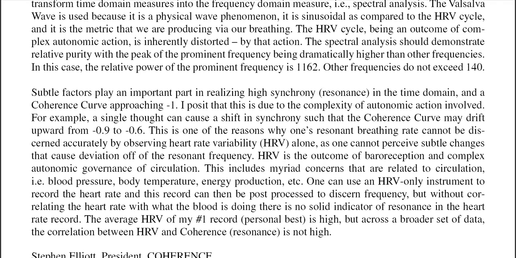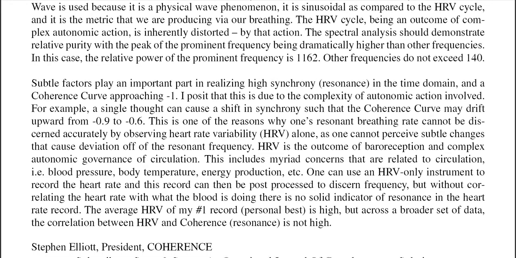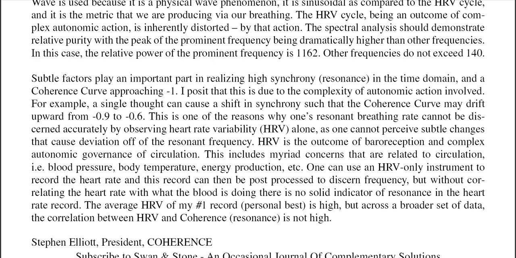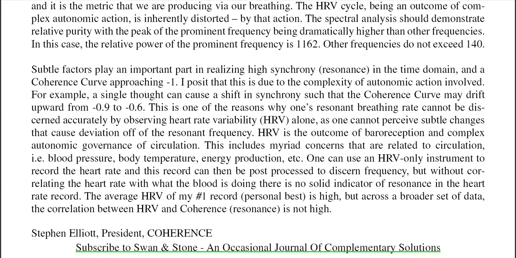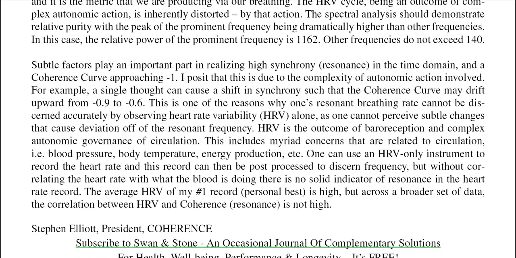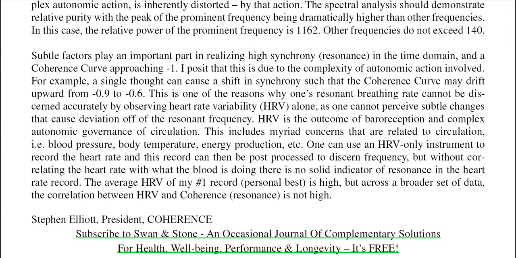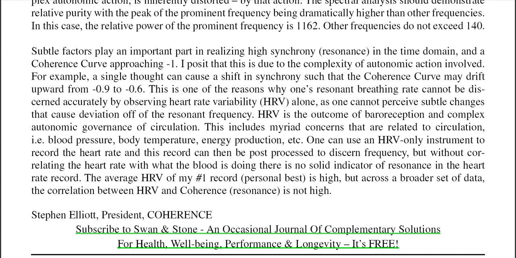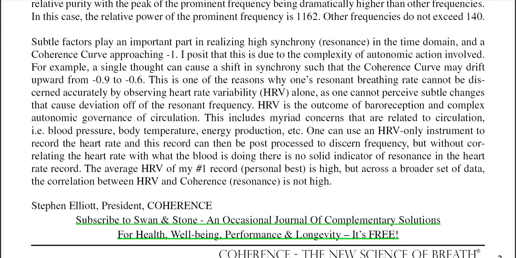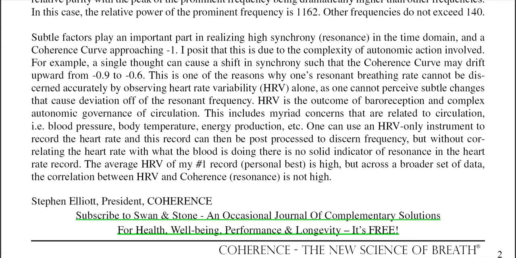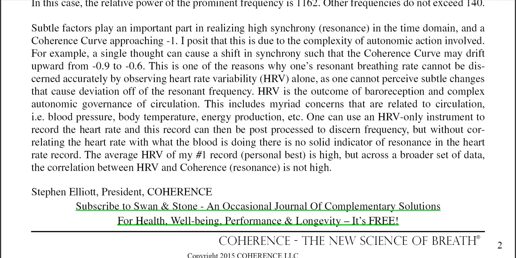Subtle factors play an important part in realizing high synchrony, resonance, in the time domain, and a coherence curve approaching -1. I posit that this is due to the complexity of autonomic action involved. For example, a single thought can cause a shift in synchrony such that the coherence curve may drift upward from -0.9 to -0.6. This is one of the reasons why one's resonant breathing rate cannot be discerned accurately by observing heart rate variability, HRV, alone, as one cannot perceive subtle changes that cause deviation off of the resonant frequency.